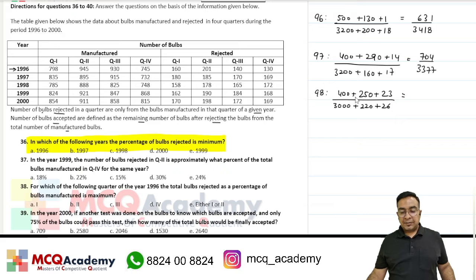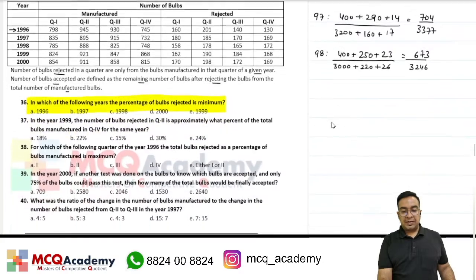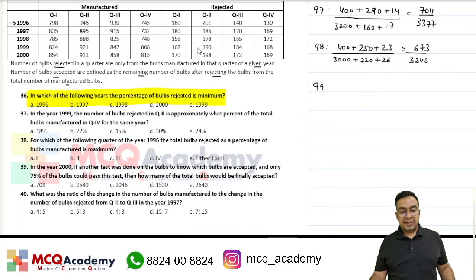Adding this we get 650 plus 23, 673. And for the denominator we get 32, 20 and 26. So 3246. For the year 1999, adding up digits at the hundreds places we get 400. Adding up digits at the tens places we get 6 plus 9, 15, plus 8, 23, and 23 plus 6 is 29, so 290, and digits at ones places would be 2 plus 4, 6, plus 8 is 14.